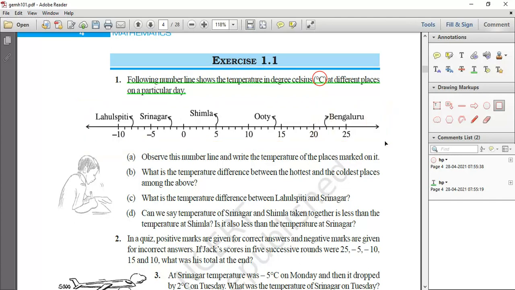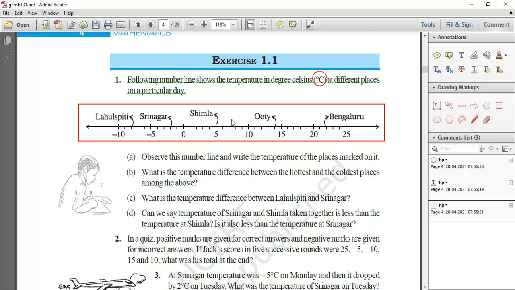As you can see, they are Lahore Spiti, Srinagar, Simla, Ooty, and Bengaluru. So observe this number line and write the temperature of the places marked on it. You have to write the places and their temperatures marked on this.